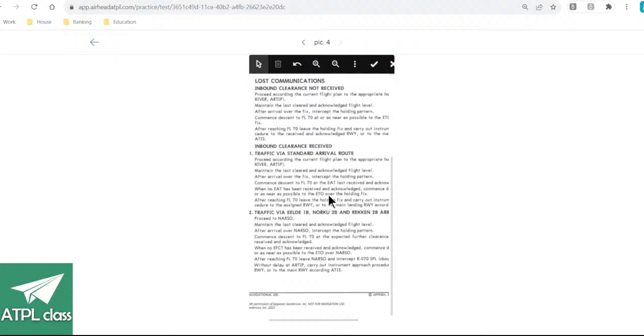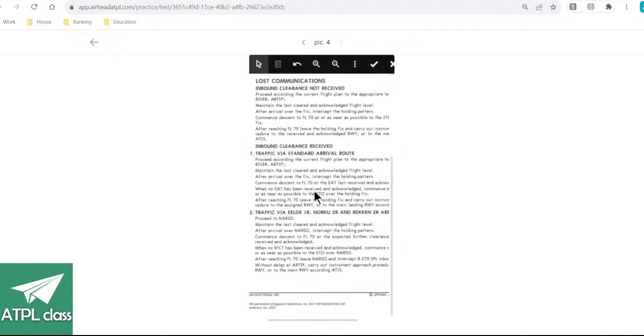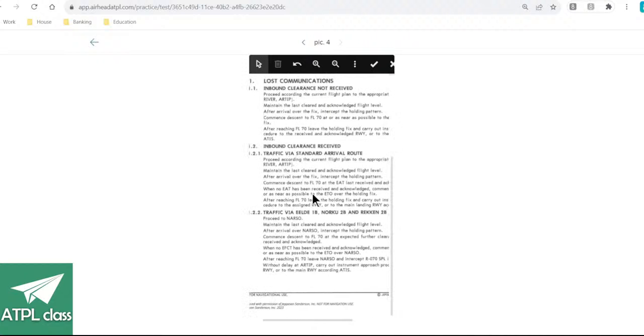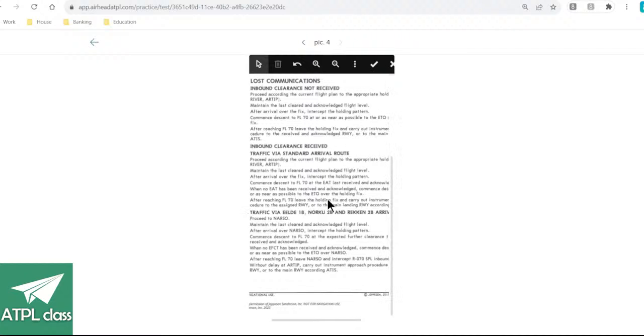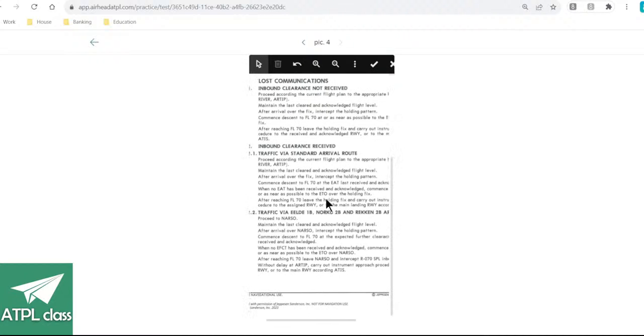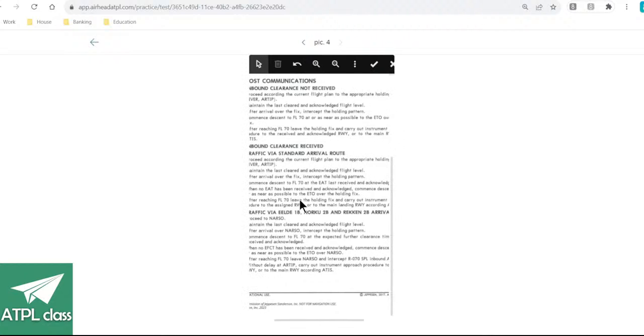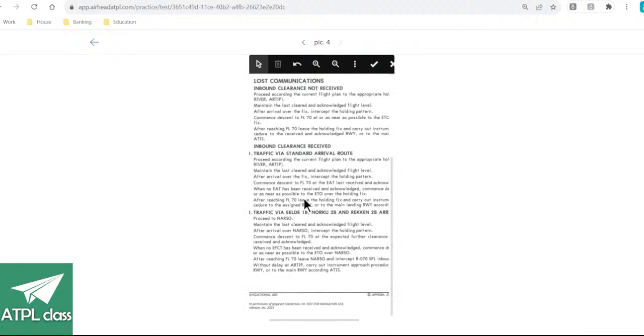Commence a descent to flight level 70 at the estimated arrival time last received, at EAT. When no EAT has been received and acknowledged, commence descent to flight level 70 at or as near as possible to the estimated time overhead over the holding fix. After reaching flight level 70, leave the holding fix and carry out the instrument approach procedure assigned to the runway at flight level 70 approach.